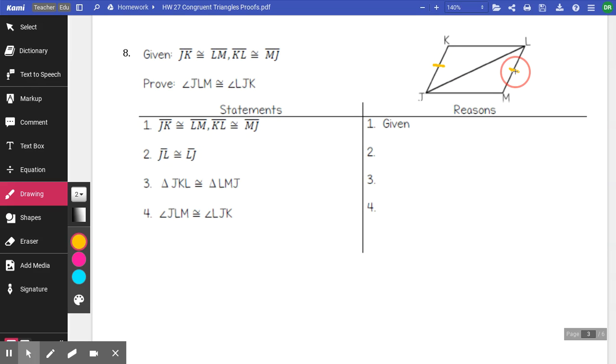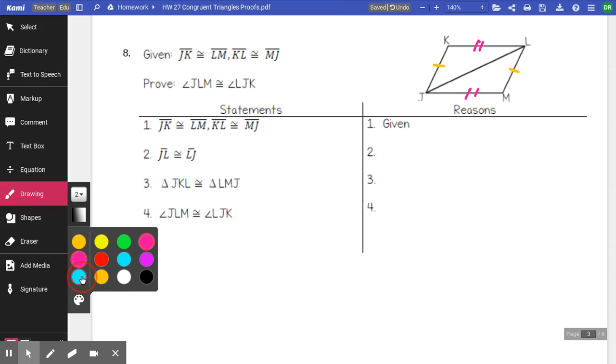It's always good to mark your diagrams, even if it's not a flow proof. That way you get a visual of what's going on. And we are also told that segment KL is congruent to segment MJ. So these two segments are congruent. And that's simply given. In our given information, we were told that these segments were congruent to each other.